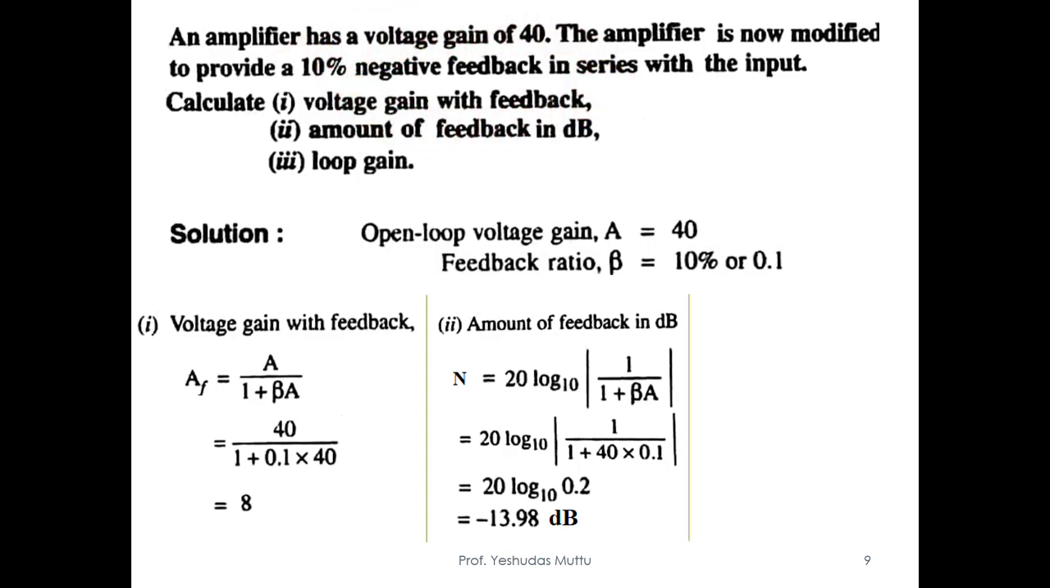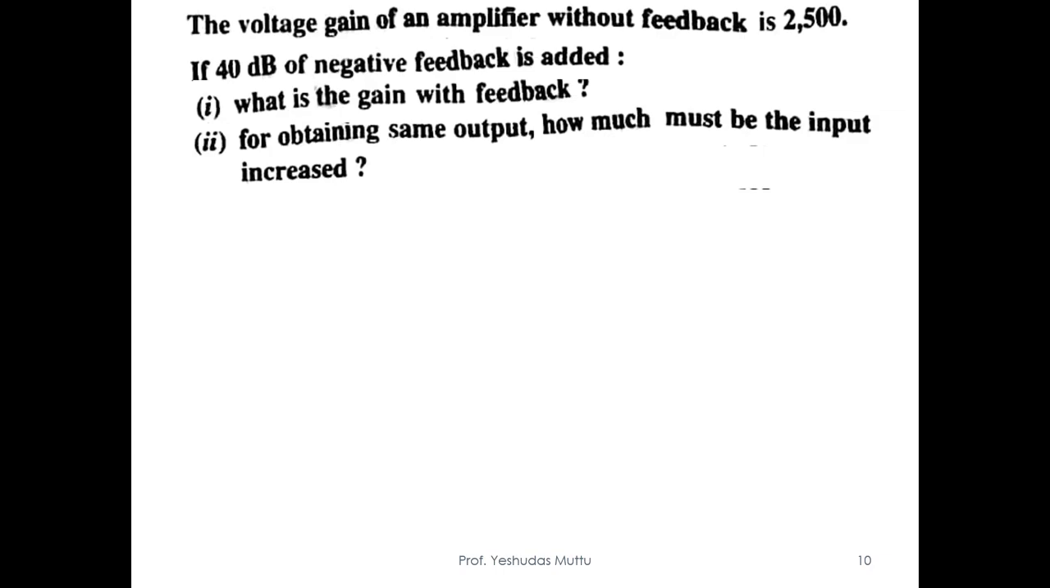Fine. Moving to the last part of the problem, you have to find out loop gain. Now what is loop gain? We had seen again in the beginning of this video. Loop gain is given as minus beta A or minus A beta. Substitute, get the answer. Okay, please check all these answers. Okay, let's move to the next problem.